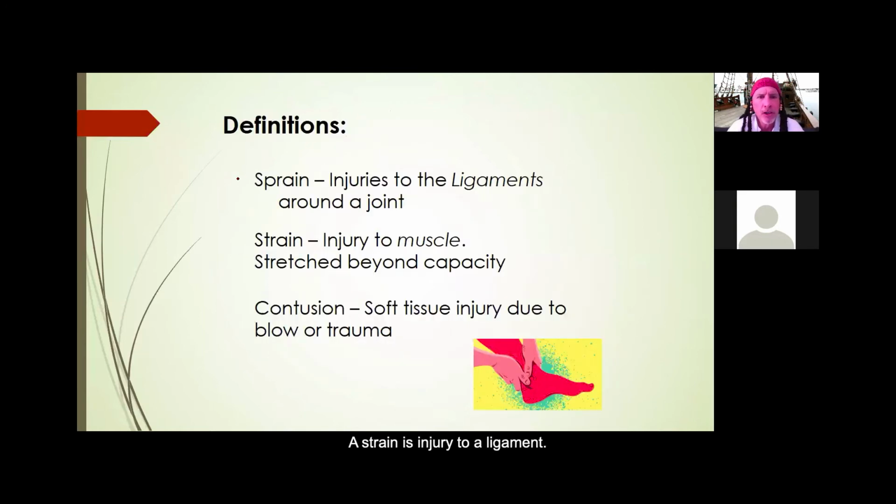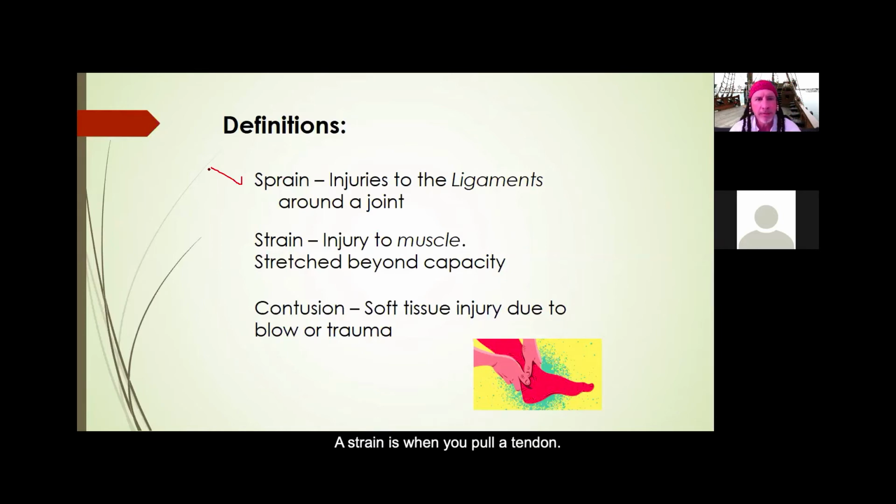strain. A strain is injury to a ligament. You all remember what the ligament was? It attaches two bones together, right? If you pull that, that is a sprain. A very common sprain is a sprained ankle. That's when you step wrong and the foot twists. You're pulling a lot of those ligaments that connect all the multitude of bones that are in your foot.